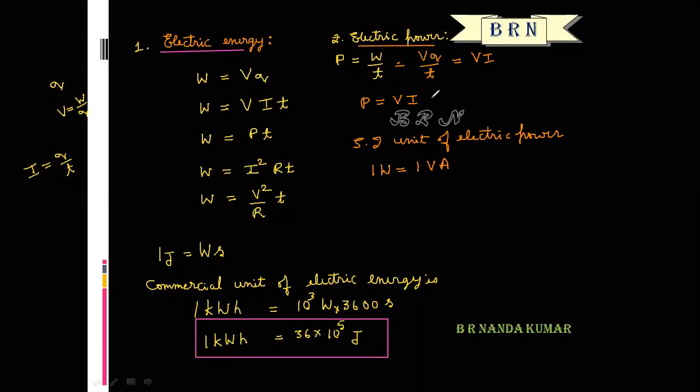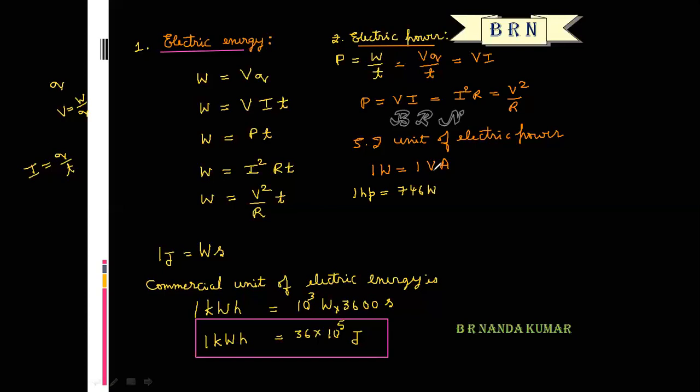And this equation can also be written using V is equal to IR. So IR into I is I square R. And that can also be written, since I is V divided by R, as V square divided by R. And the commercial unit of electric power is 1 HP, 1 horsepower. 1 horsepower is 746 watt.